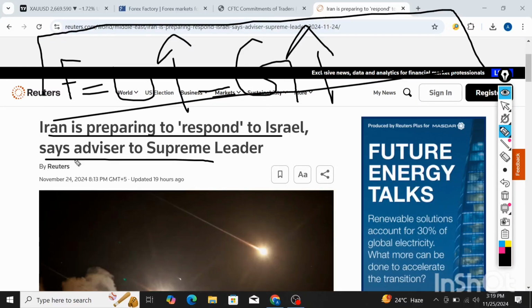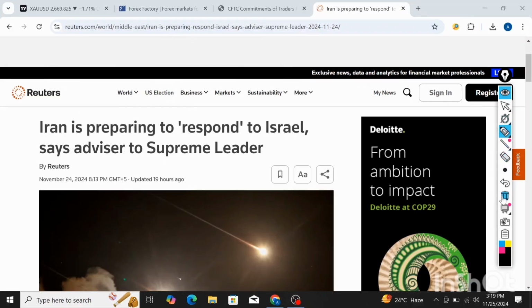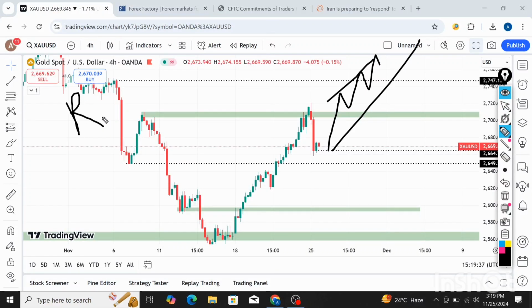This is the first thing. The second thing, if the ceasefire deal which is ongoing between Israel and Hamas fails, if for some reason, unfortunately, that fails, then we can see gold spiking up again, even to new all-time highs. Okay, that too is possible. So these are the factors which we have to be aware and cautious about, and also the Russia-Ukraine situation. So these are two to three things which we have to be cautious about.